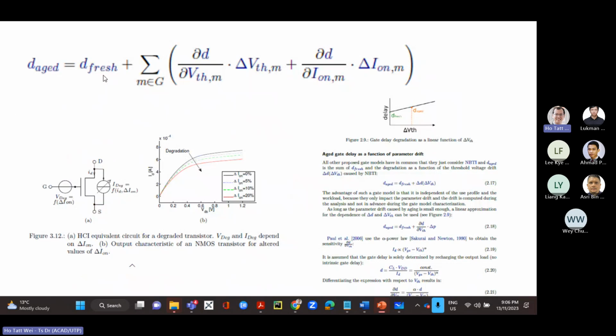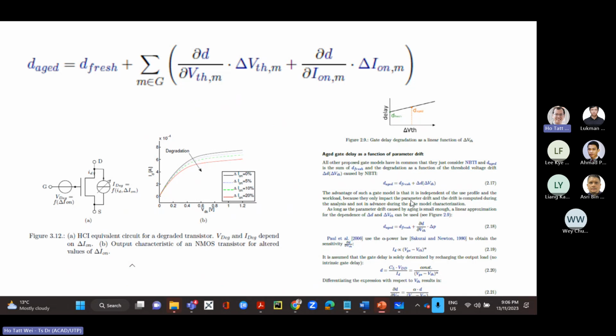delay, right? You have, this is the delay. This is the delay after aging. This is the delay when the chip is just freshly made. There's going to be how the delay is changed as a function of VTH times the actual change in the effective VTH, and then how the delay is changed as a function of Ion times the actual change in Ion. So this one is probably the effect from BTI, and this is the effect from Ion.